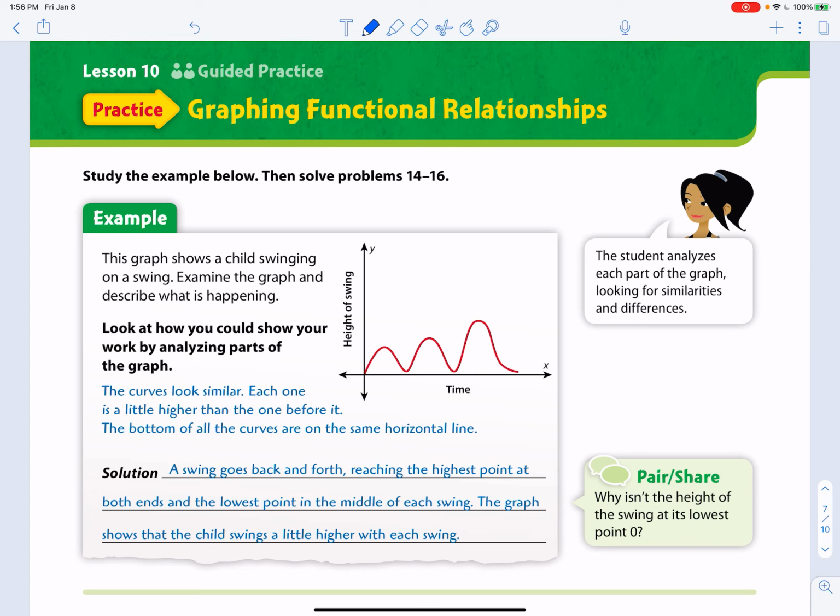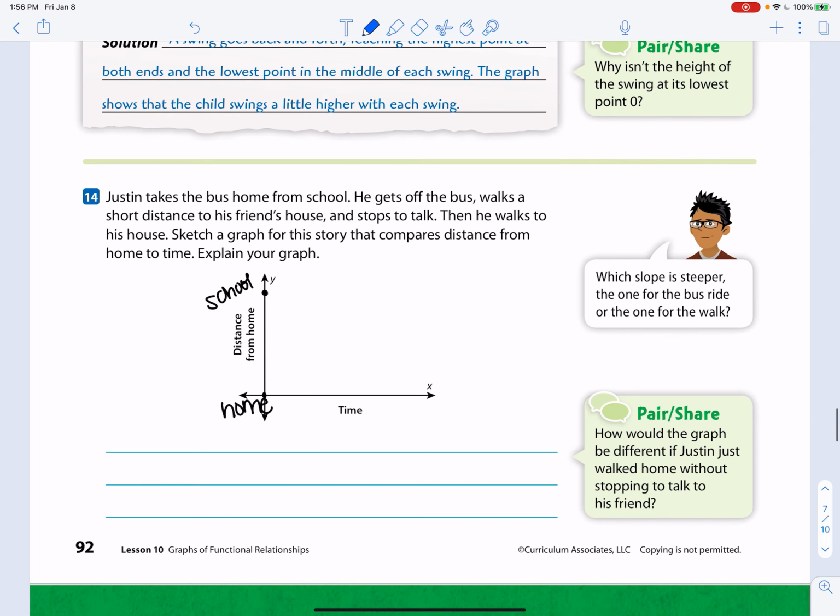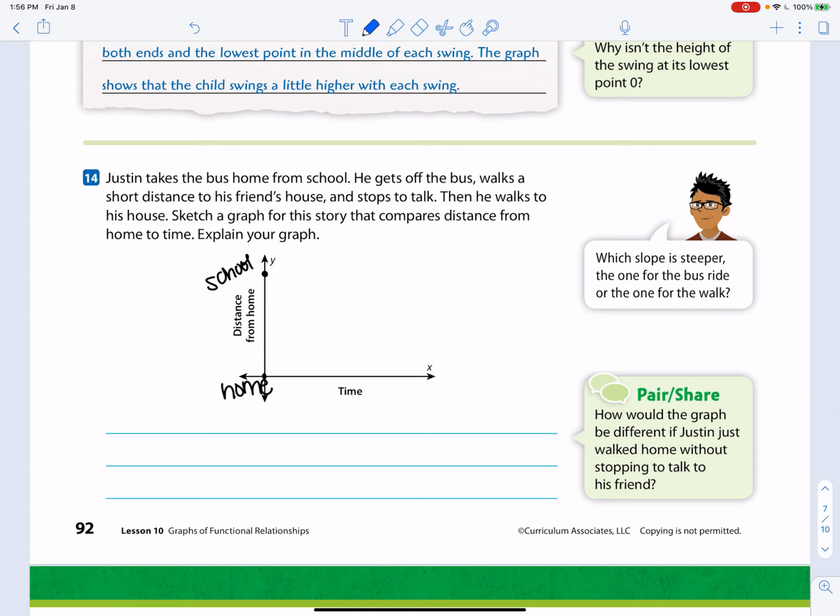Lesson 10, Day 4, Graphing Functional Relationships. Be sure that you read through the example problem here and the blue words as well, which is a solution for this problem. Number 14, Justin takes the bus home from school.